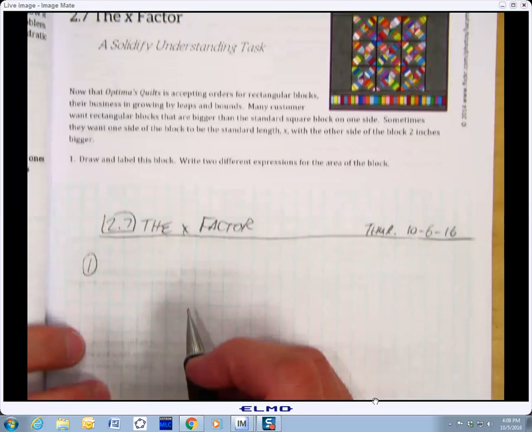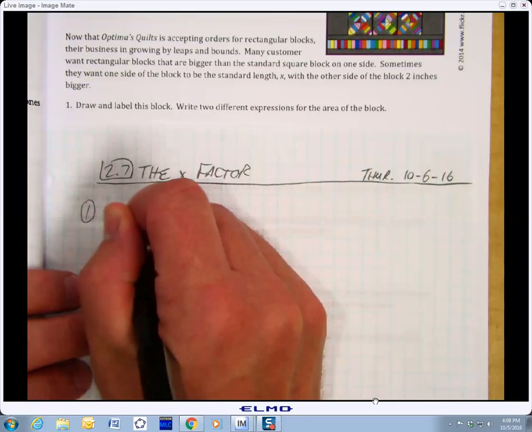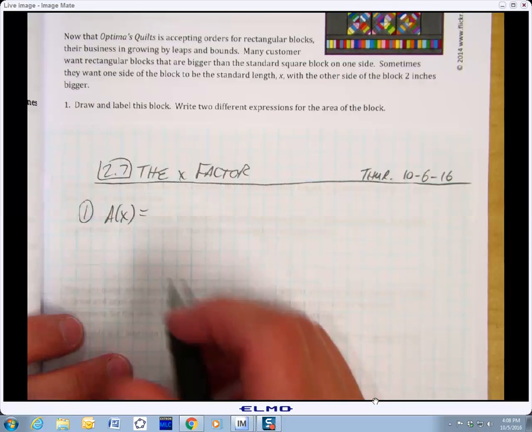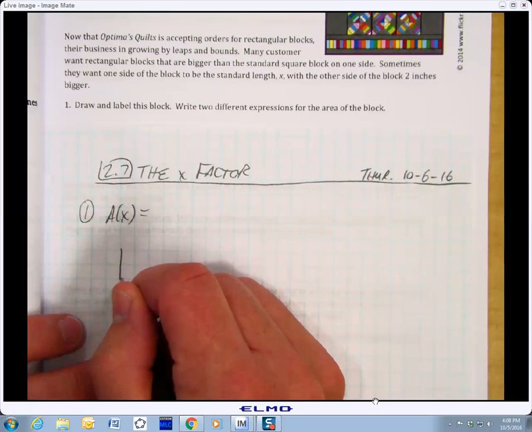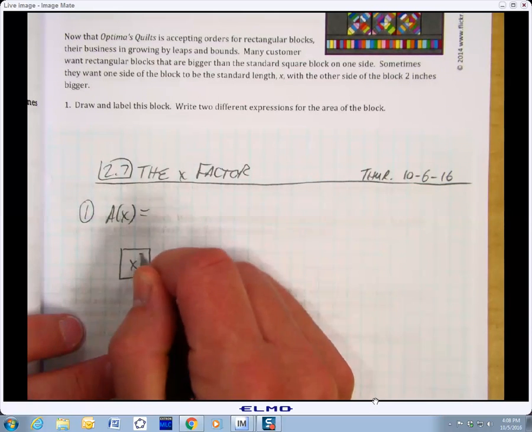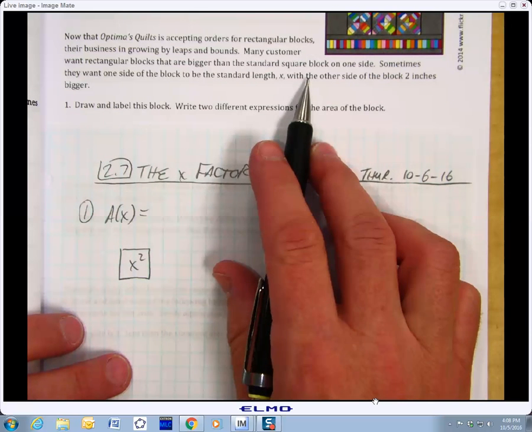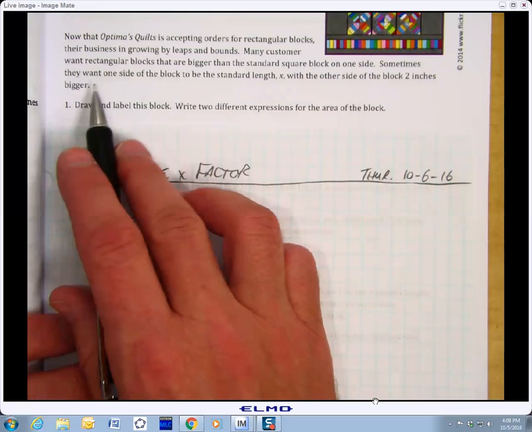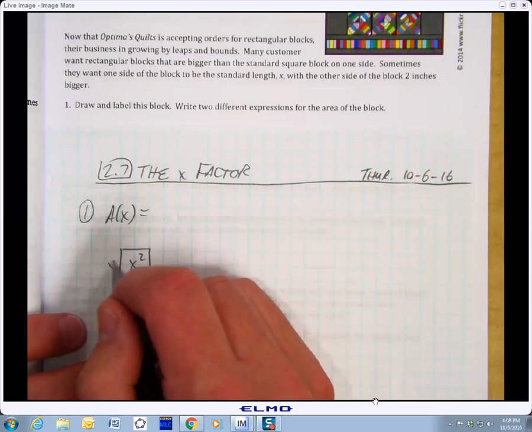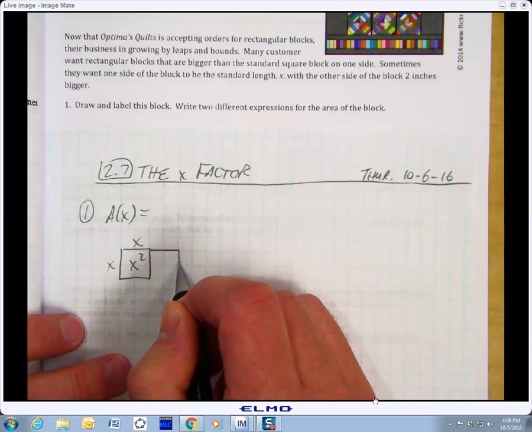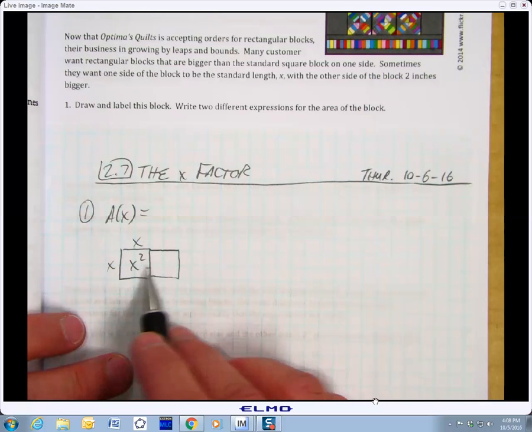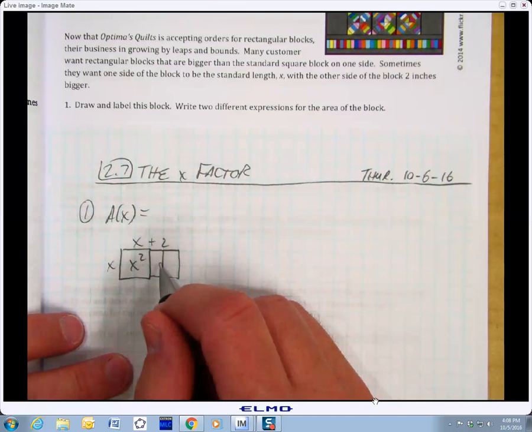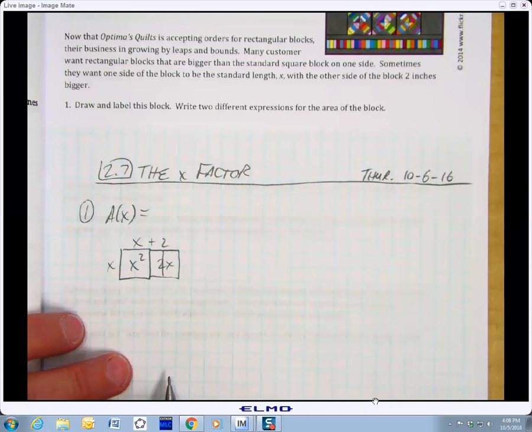And we know how we normally do that. We start with nice function notation, A of x, that's the area. Let's just go ahead and do it. We're going to start with the block that was the x squared already. And they extended one side by 2 inches. But the other side stayed standard. So sometimes they want one side of the block to be standard length. So that's just going to stay x. But up here they're going to extend by 2 units. Now I know from my picture that kind of looks like 2x squared, but we're really extending this by 2 units, so that means we have a plus 2x at that point.